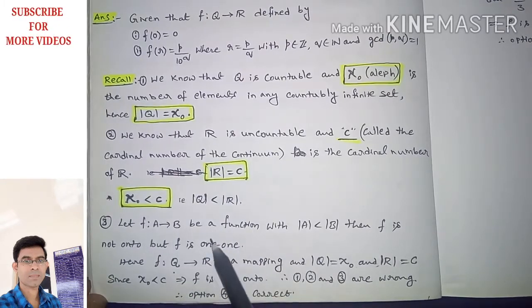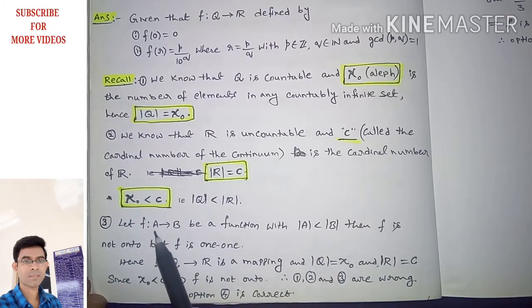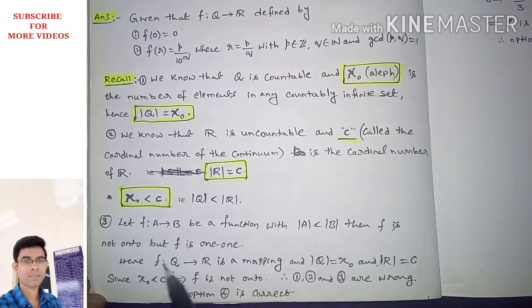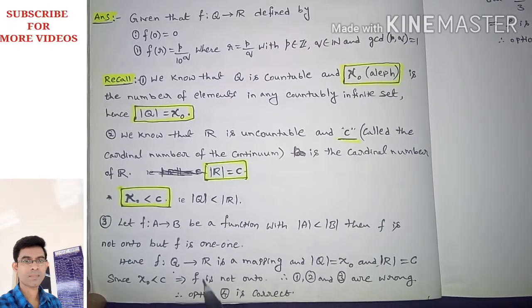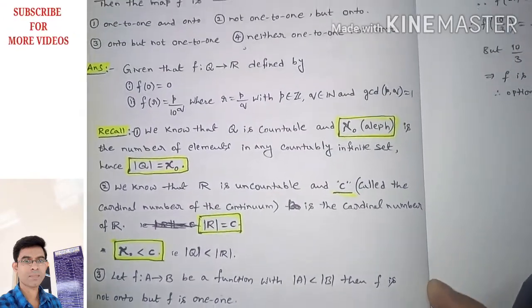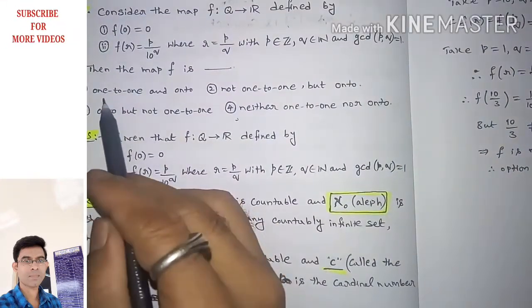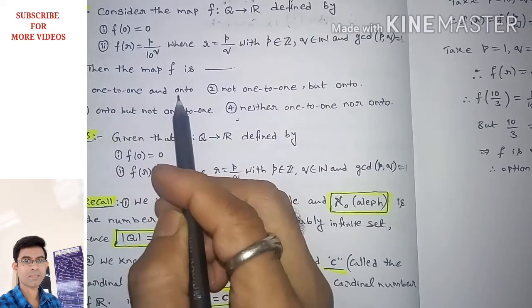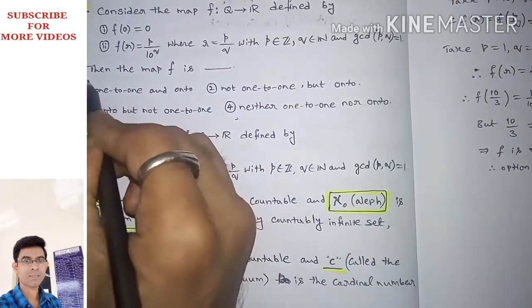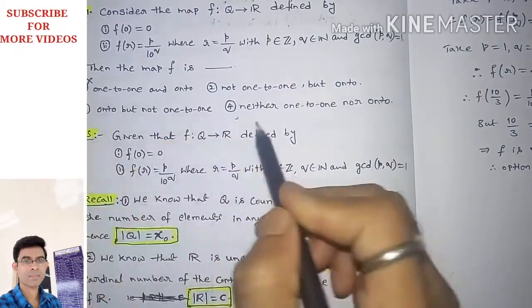So by using this result, whenever the cardinality of A is less than the cardinality of B and f is a mapping from A to B, then that function is not an onto function. So here f from Q to R is not an onto function. Now coming to the options, option number 1 is one-one and onto. Here f is not onto, so option number 1 is wrong. So we can discard option number 1.